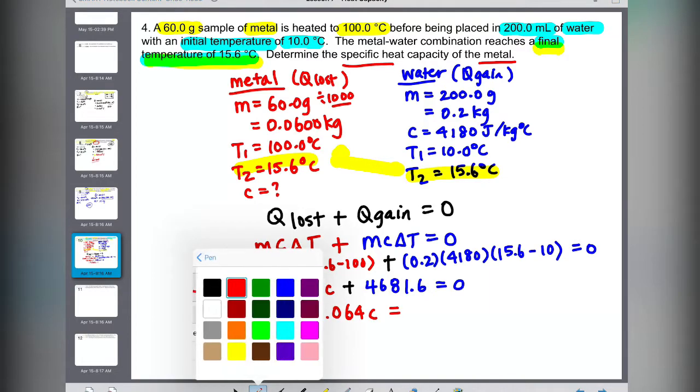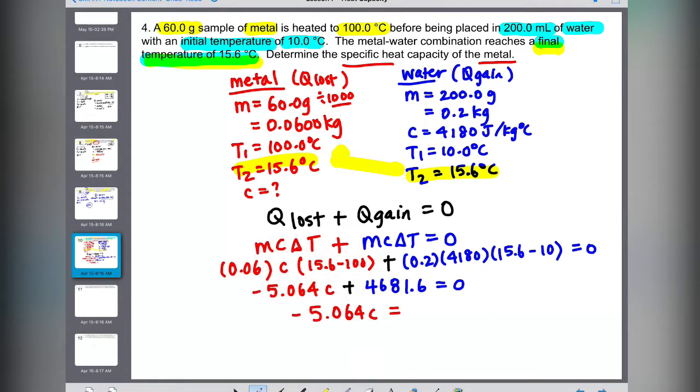And I'm going to move the blue over to the other side by subtracting. So minus 4681.6. Then I'm going to divide both sides by the 5.064, the negative of it. So C should be a positive value, which makes sense. And it worked out to be 924.48.